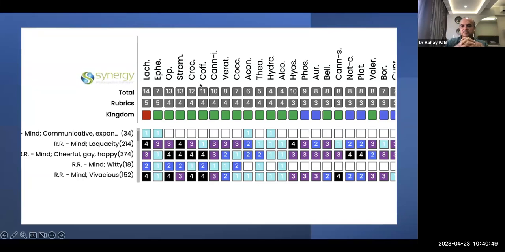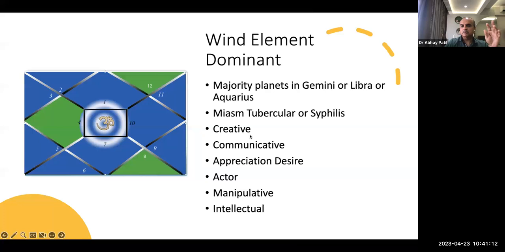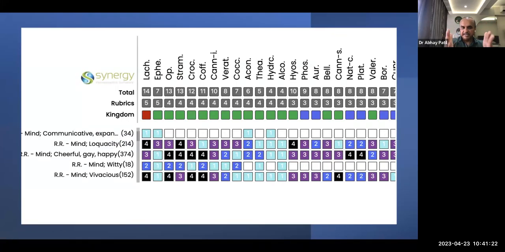cannabis indica, veratrum, thea, alcoholic, belladonna. See, all drug elements and animal remedies which are coming up. So this becomes one of the easiest prescriptions, especially for wind element. So, like I told you, the main dominant miasm becomes tubercular or syphilis. Majority planets in Gemini, Libra, Aquarius, and you find animal and drug remedies which are very strong.